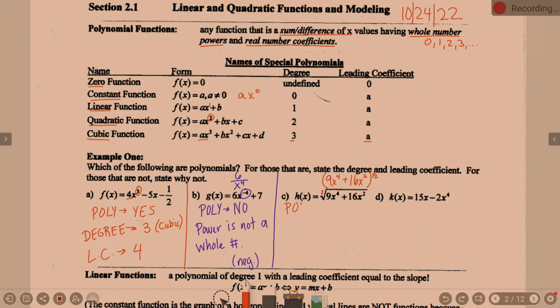So, this again is not a polynomial, and this time, same thing. The power is not a whole number, except this time it's a fraction or a square root. So power is not a whole number. And as I said, this time the issue is the square root. Okay?